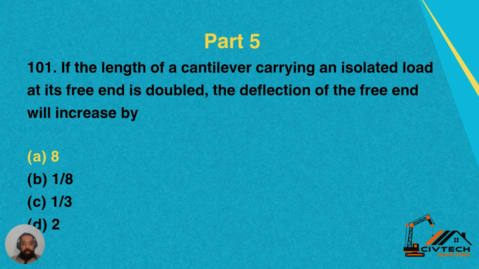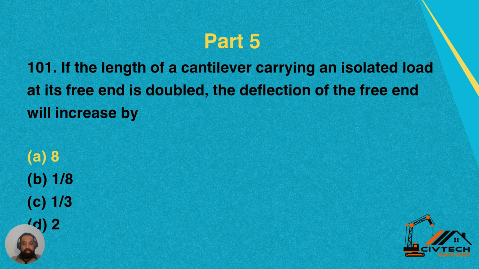So far, we have presented already part 1 to part 4, wherein we have shared 100 multiple choice questions. So for today's lecture, this would be question number 1, but overall it's question number 101. If the length of a cantilever carrying an isolated load at the free end is doubled, the deflection of the free end will increase by option A 8, option B 1 by 8, option C 1 by 3, option D 2.